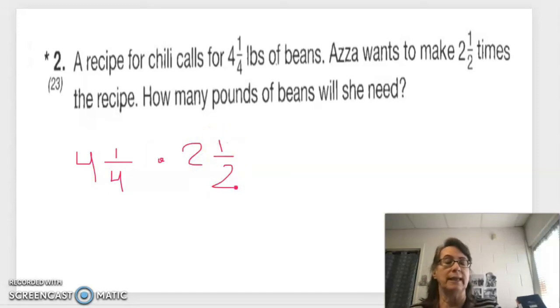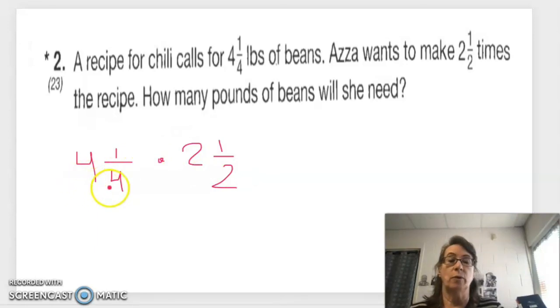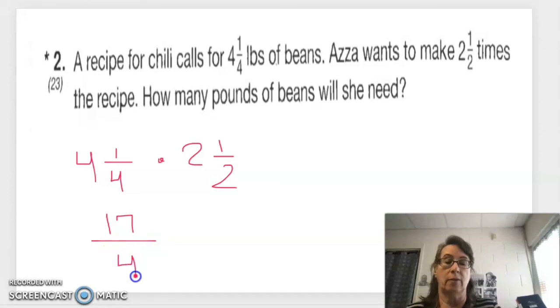Okay, so the easiest way to work with fractions is to turn them into improper fractions. 4 1/4 is 16 plus 1, or 17/4. Okay, and 2 1/2 is 4 plus 1, which is 5 halves.